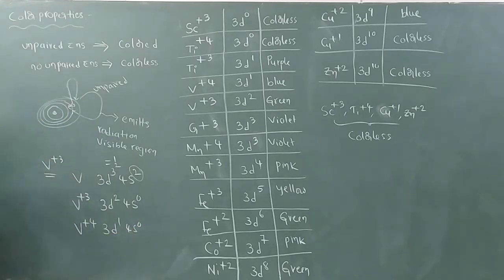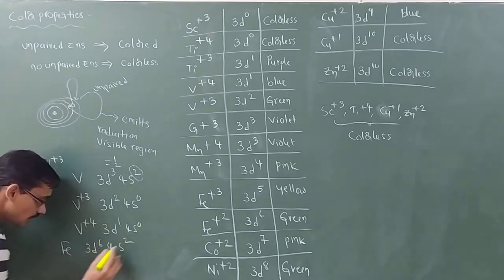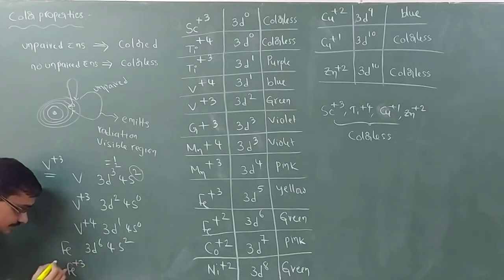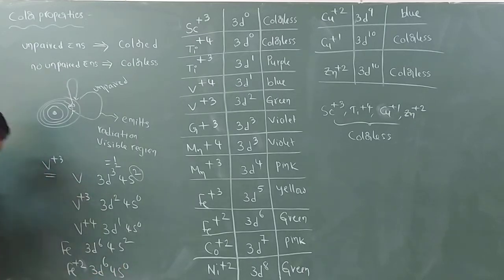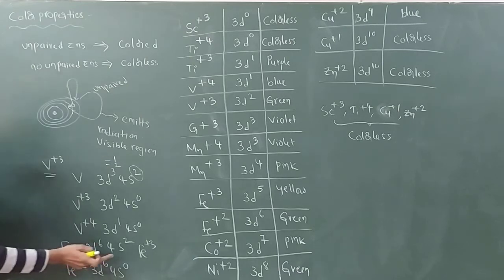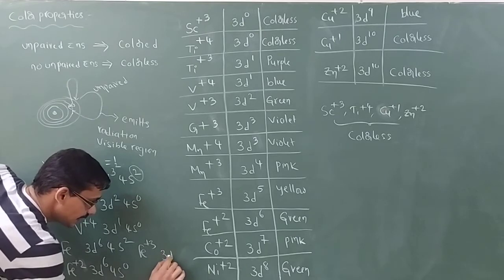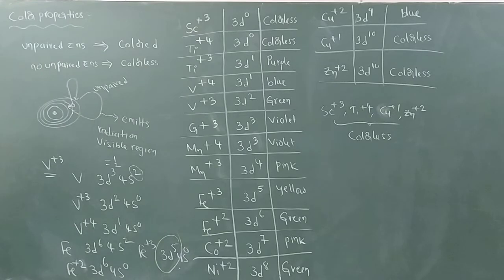We take one more example, iron plus 3. Iron will be 3d6 4s2. How to make iron plus 3 here? First you write iron plus 2. Remove electrons from the 4s orbital. What we get is 3d6 4s0. Next, iron plus 3: we need to remove 3 electrons, 2 from the 4s orbital and 1 from the 3d6. So we get 3d5 and 4s0. So unpaired electrons are 5, 3d5. In this way we have to make it.